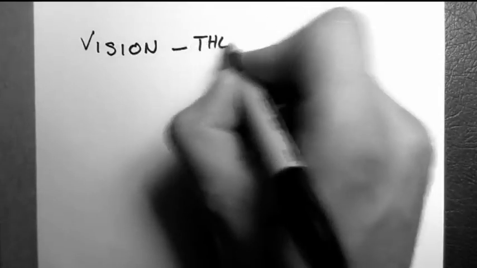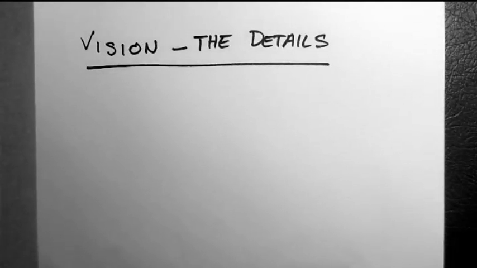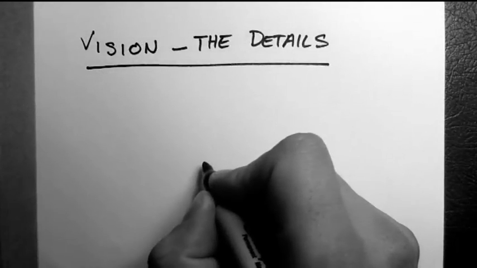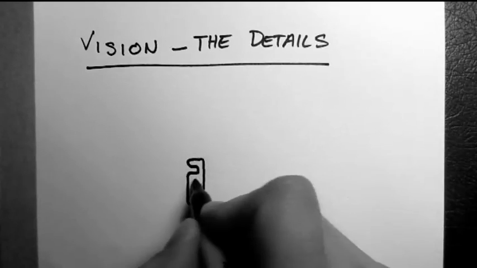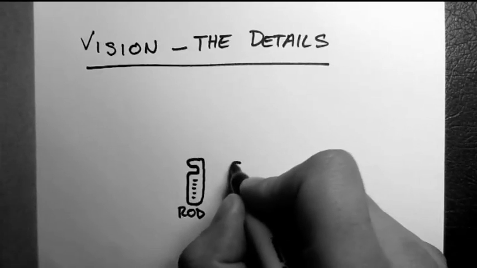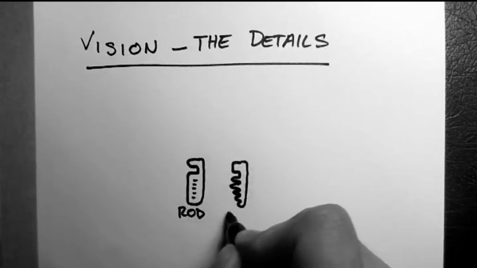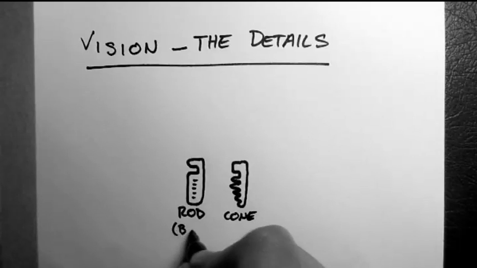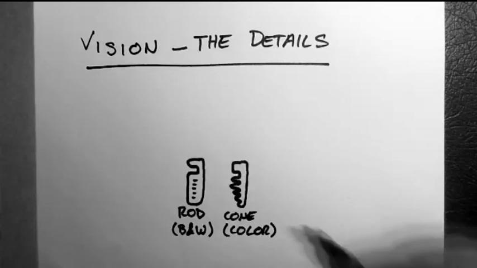In this video, I'm going to fill in some of the gaps that were left out in the previous videos, explaining the details of the visual system. So here I have a rod and a cone, and I'm just going to draw out our pathway very quickly. Remember that a rod carries black and white information and a cone carries colour information.